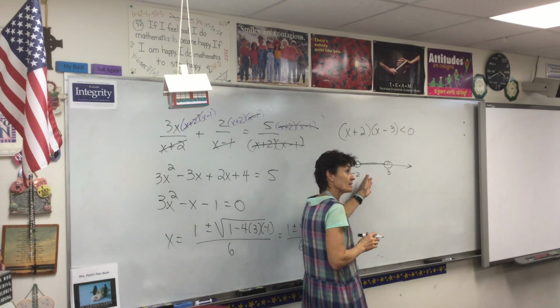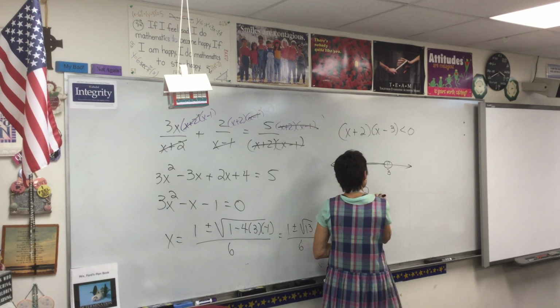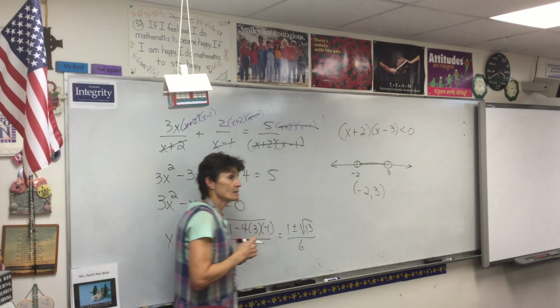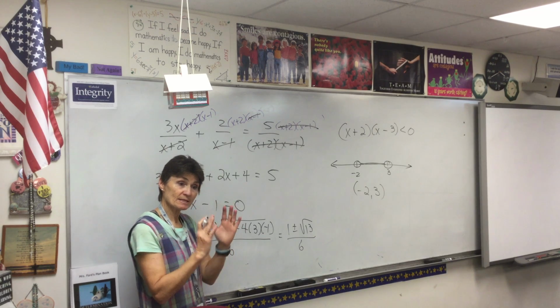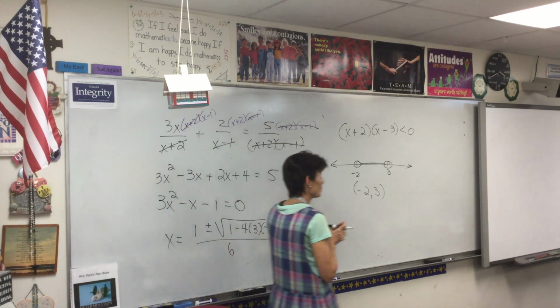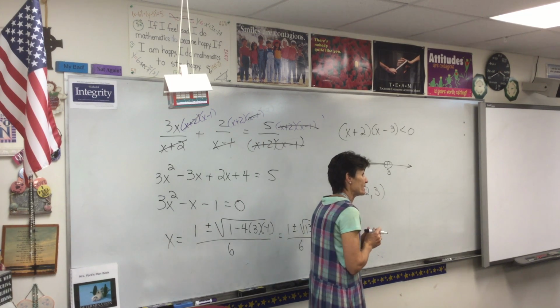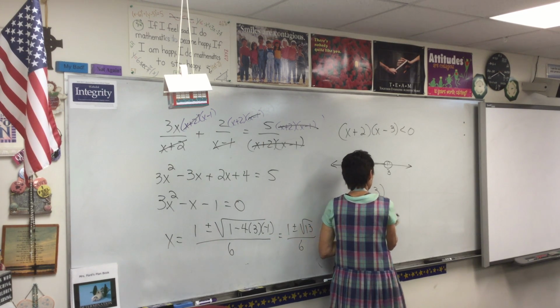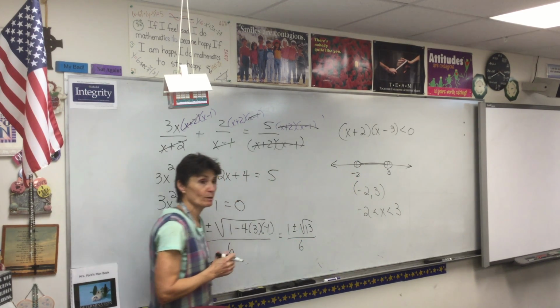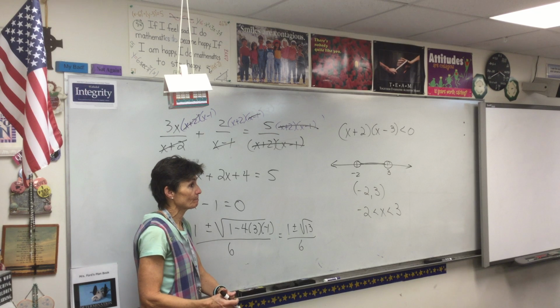So then we write our answer, and I'm going to write it as an interval because that's the easiest way to write it. So remember how that works? The parentheses mean open dots. So this is all the numbers in between negative 2 and 3. Now you could also write it like this. If you like to write it that way, that is perfectly okay also. I really couldn't care less.